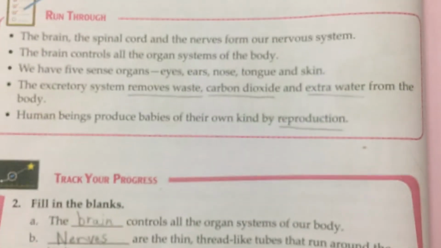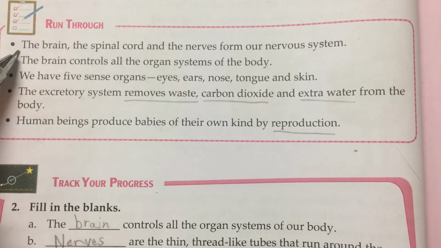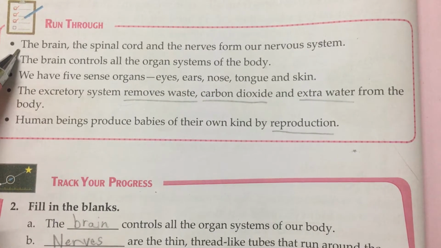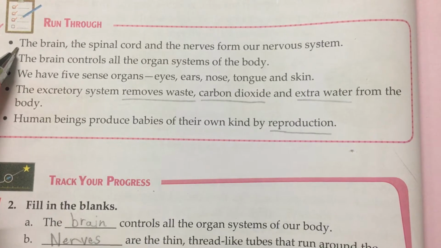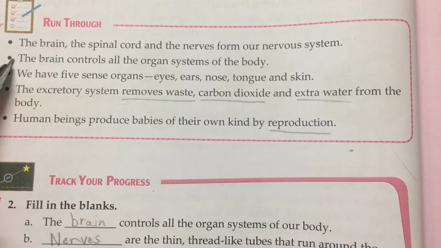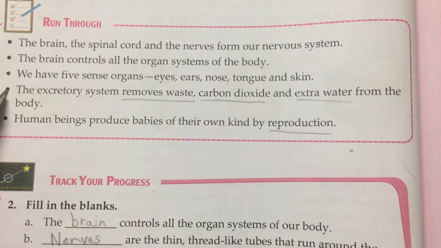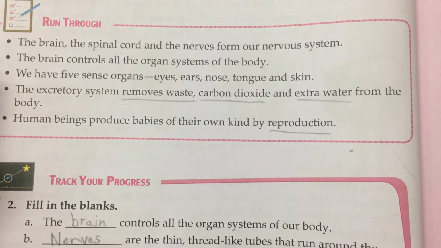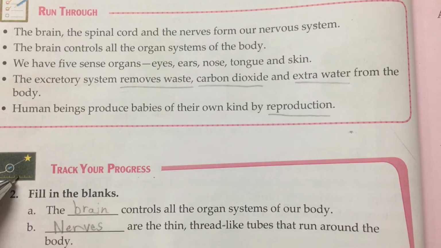Now, run through the brain, the spinal cord, and the nerves from our nervous system. The brain controls all the organ systems of the body. We have 5 sense organs: eyes, ears, nose, tongue, and skin. The excretory system removes waste, carbon dioxide, and extra water from the body, and human beings produce babies of their own kind by reproduction.